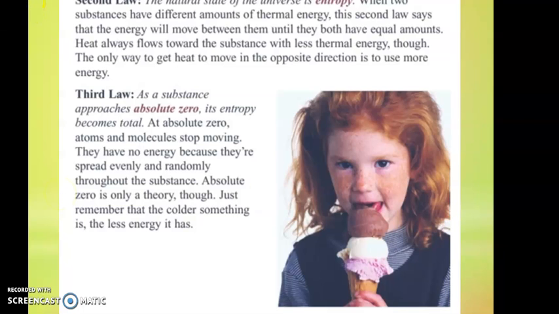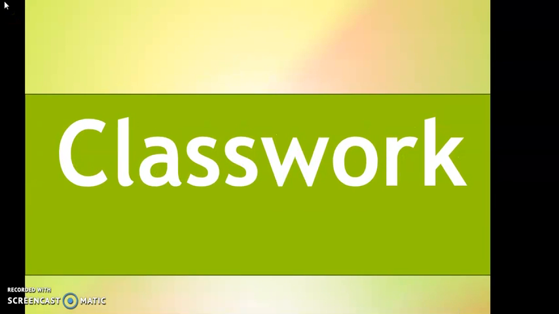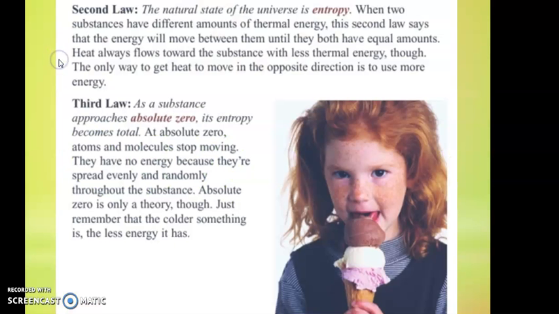The second law. The natural state of the universe is entropy. When two substances have different amounts of thermal energy, this second law says that the energy will move between them until they both have equal amounts. Heat always flows toward the substance with less thermal energy. The only way to get heat to move in the opposite direction is to use more energy.